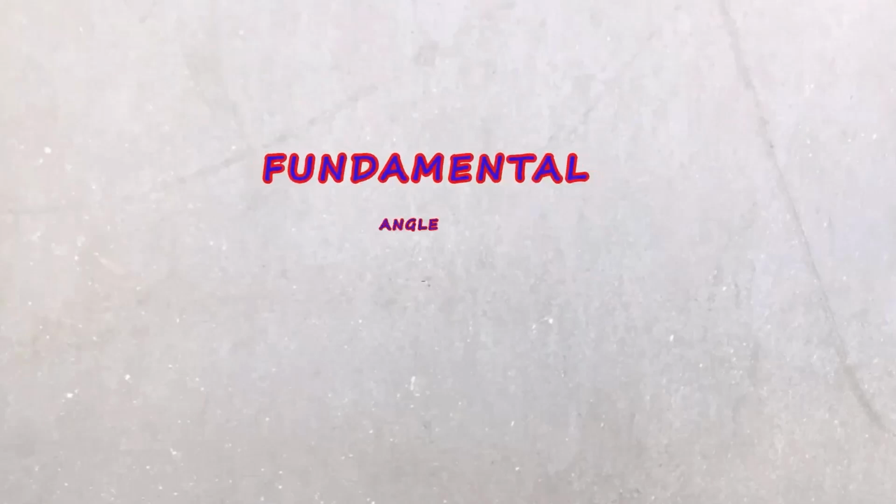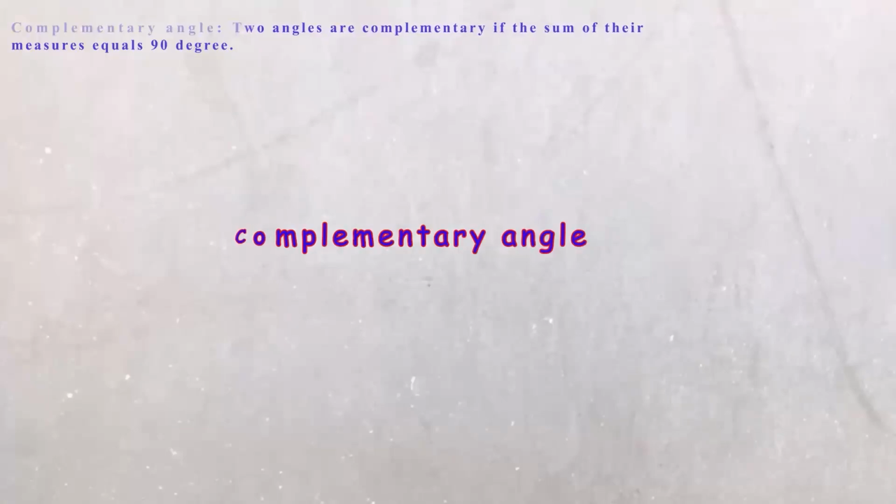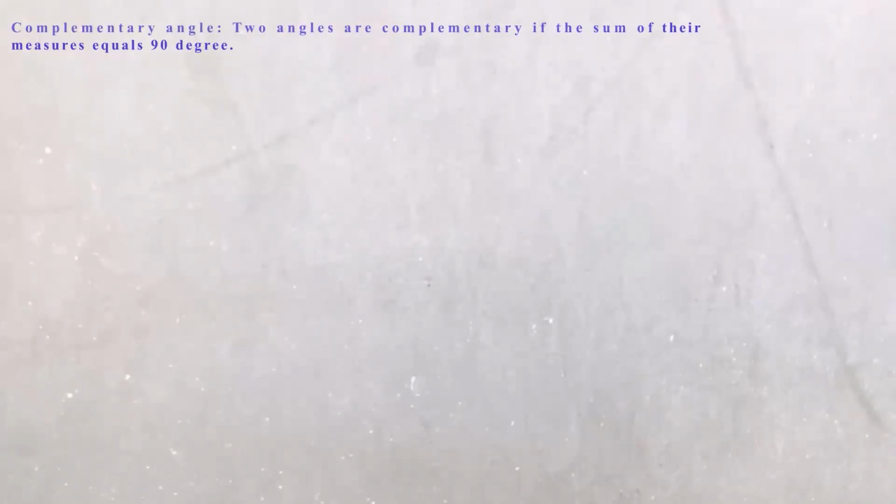In this video, we will be looking at fundamental angle concepts. Let's begin. Two angles are complementary if the sum of their measures equals 90 degrees.